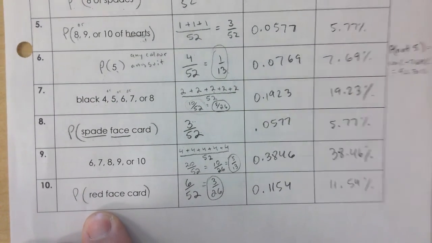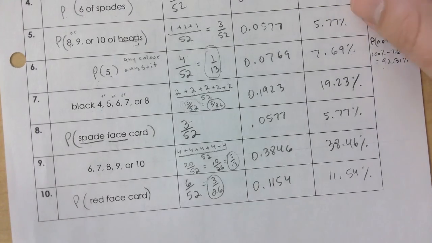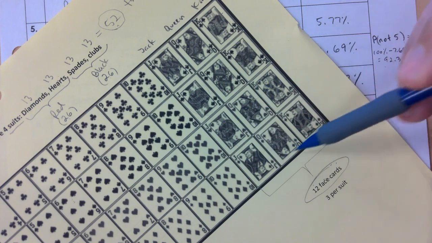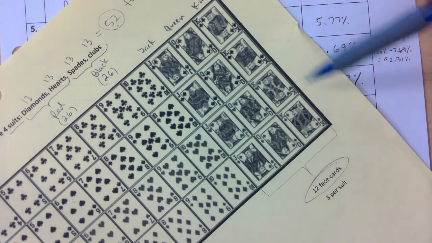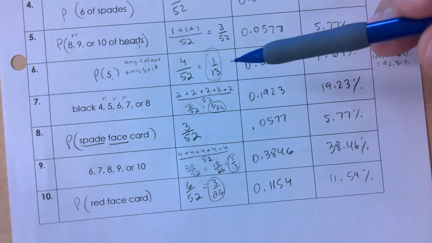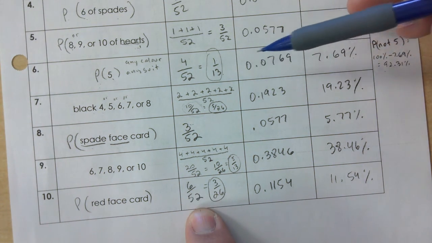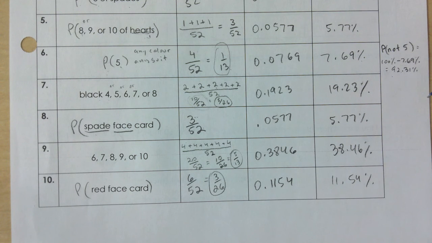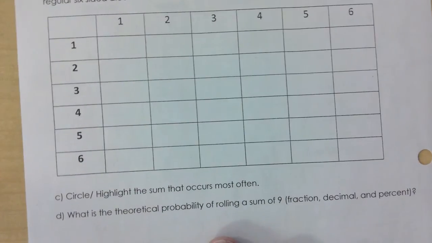A red face card. If you think about that one. These are my red cards here. There are 6 red face cards. 12 in total, but only half of them are red. So that's where the 6 out of 52 comes from. And then you fill in the decimal. Go ahead. And then we have the back side, which you didn't fill in just yet.